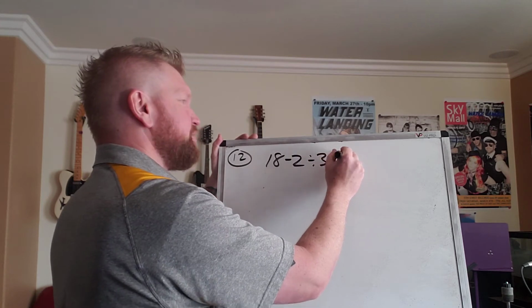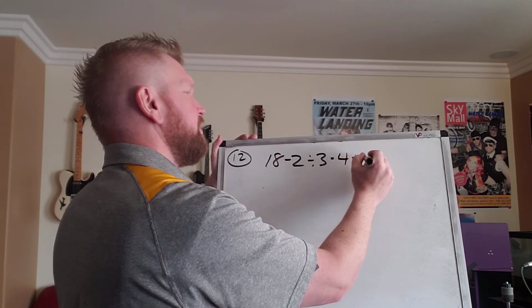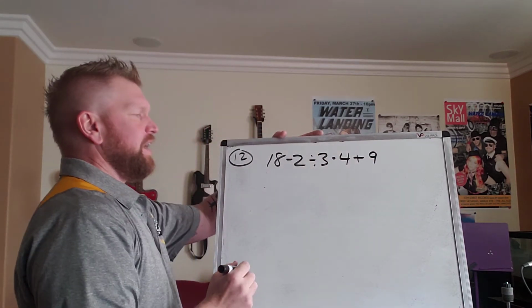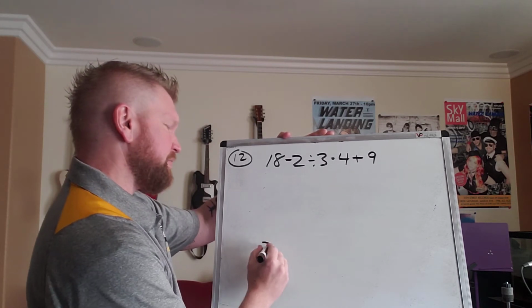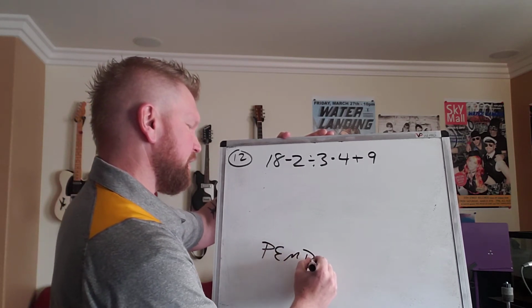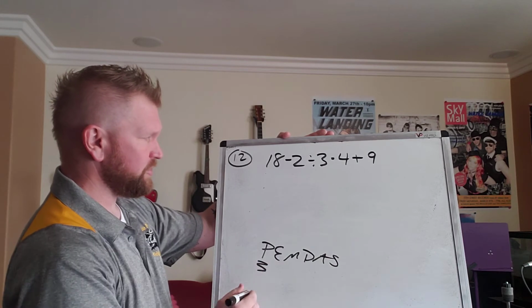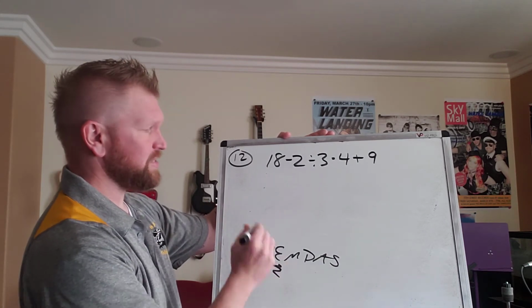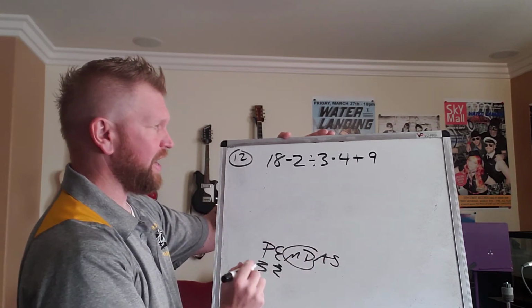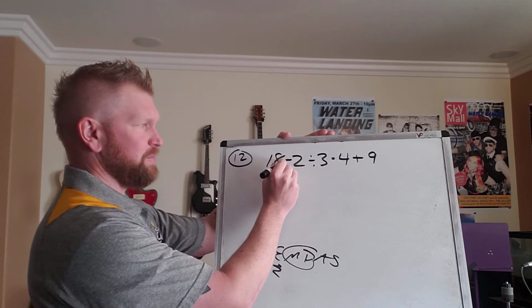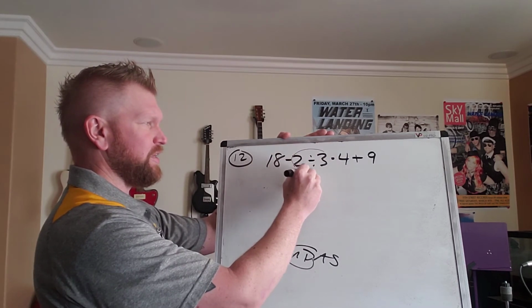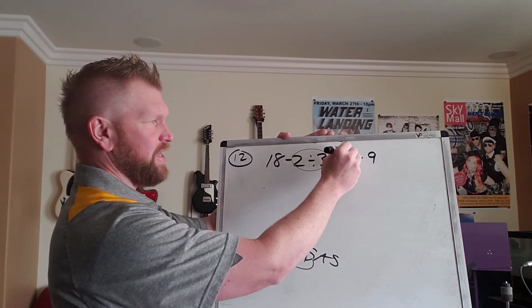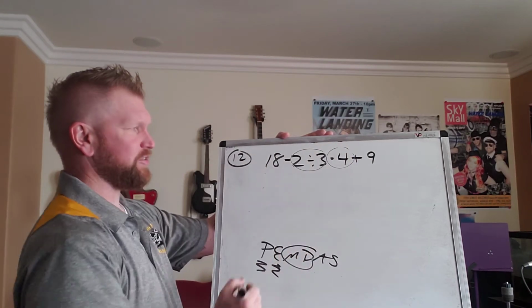Remember, this dot in between the 3 and the 4 means to multiply. And in the order of operations, remember PEMDAS. Parentheses first, there are none. Exponents next, there are none. Multiply and divide from left to right. So skip the subtraction for right now. We're going to have to do the divide, and then after that we're going to have to multiply. And then the add and subtract will be last.